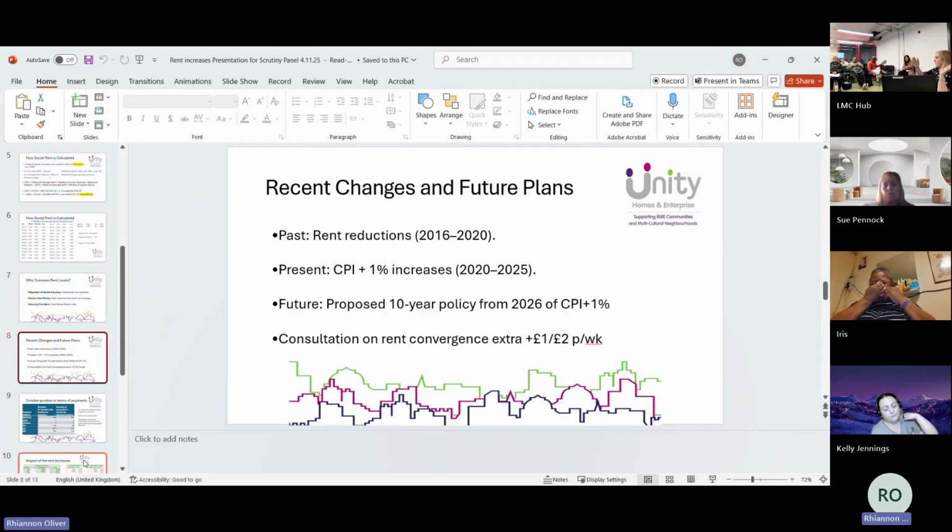As I say, it was originally a 10-year policy from 2000 to 2010 to try and get all rents to standardise. So from 2026, a 10-year policy, you mean that every year they do CPI plus one? Yeah, every year. And then on top of that, is there an extra convergence? So you do CPI plus one, plus another, say, £1 a week. And the CPI, what is that every year? Is it like 4 points something?